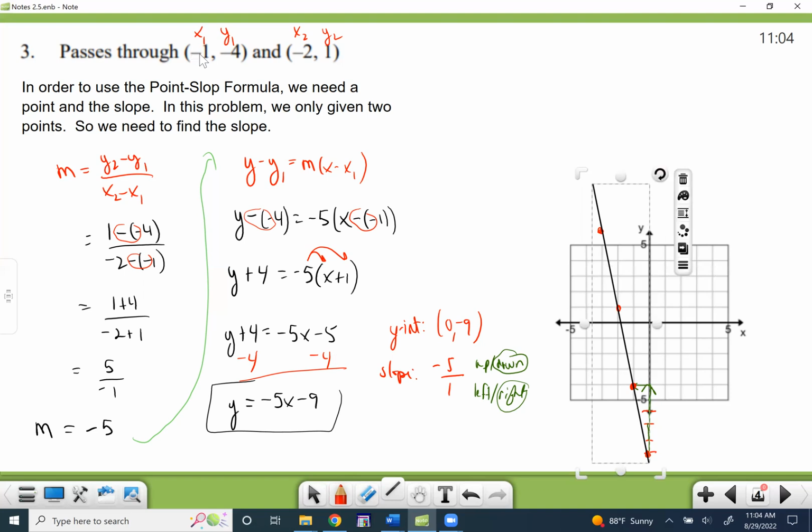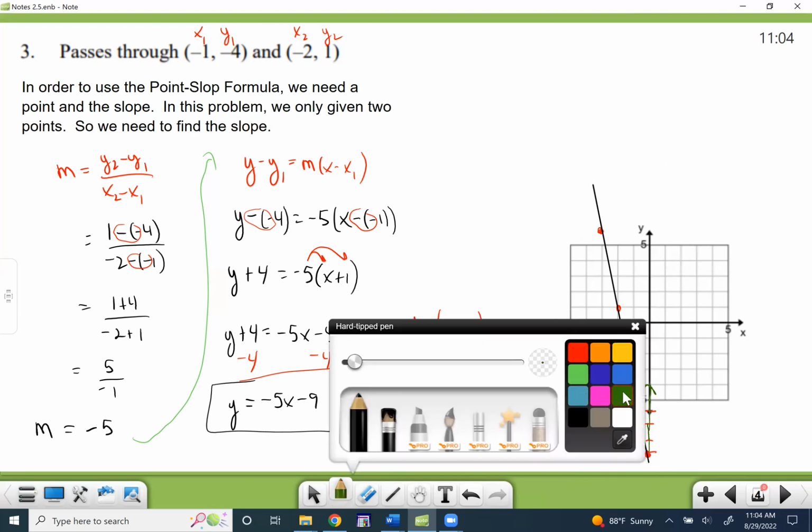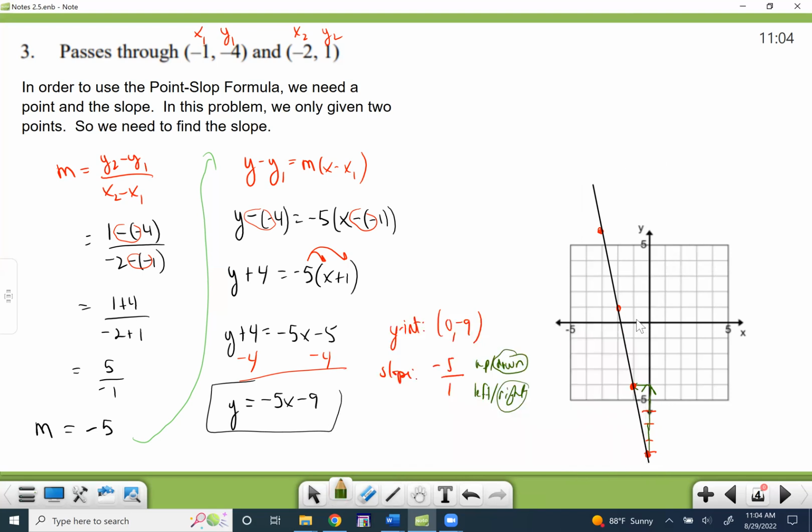All right, so did he go through -1, -4? Well, let's check. -1, -4. Here's -1, so we go to the left 1, then down 1, 2, 3, 4. Perfect. Here is -1, -4. And did he go through -2, 1? Well, from the origin, -2, up 1? Yes. Good about our equation now.